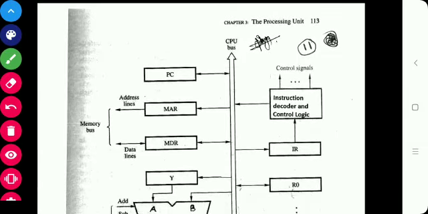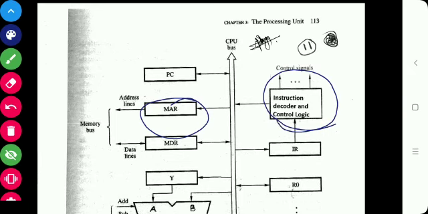And the next unit is the instruction decoder and control logic. So what is the function of the instruction decoder? It decodes the instruction and specifies which operation is to be performed by the instruction. The control logic generates the control signals which are required by that instruction, and those control signals are provided to all the registers of the CPU.